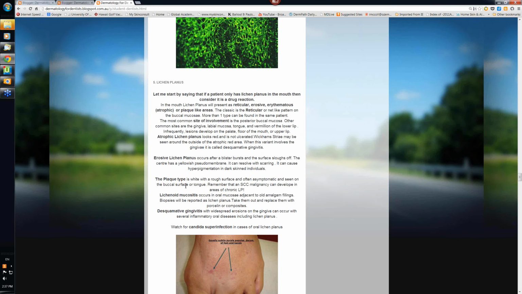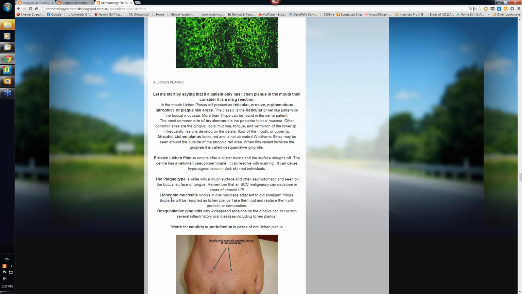We've talked about that plaque type of lichen planus that looks like leukoplakia, white with a rough surface, maybe asymptomatic, usually buccal surface or tongue. Remember that SCC malignancy can develop in areas of chronic lichen planus. That's one other thing to remember. Someone's had lichen planus for many years with a lot of inflammation, a lot of erosions, then they can develop an SCC malignancy. So just watch for that if someone's got chronic oral lichen planus.